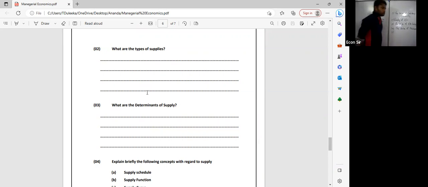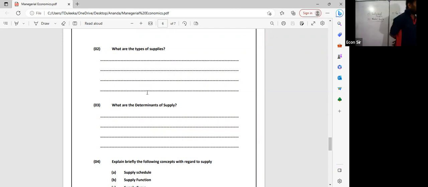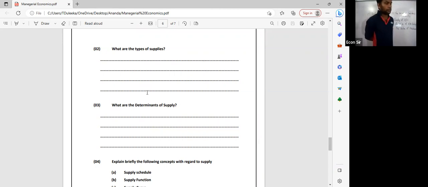There are some more. If you want, you can write or just keep it in your mind. This list of determinants is well enough for your studies at this level. These are the determinants of supply. These are general determinants, not for a specific product.